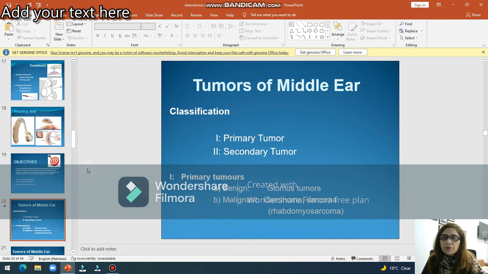Bismillahirrahmanirrahim. Today's topic is tumors of the middle ear. We classify these tumors into primary tumors and secondary tumors. Primary tumors are benign and malignant. Among the benign tumors, the most common is the glomus tumor.